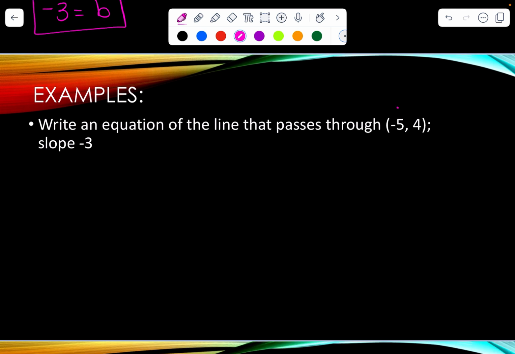So we're going to start off. We have x, y. Here's my slope. So remember, it's y equals mx plus b. We're going to take the y, plug it in. So 4 equals negative 3, which is my slope, times my x, negative 5, add b.